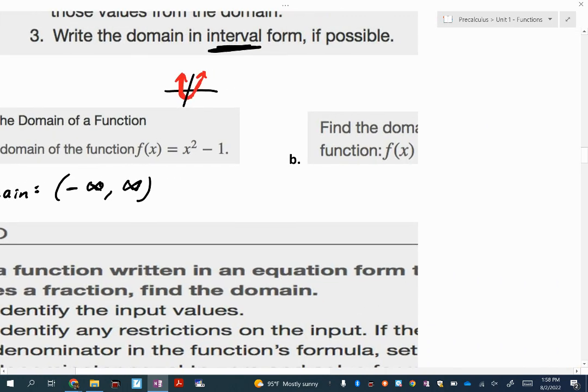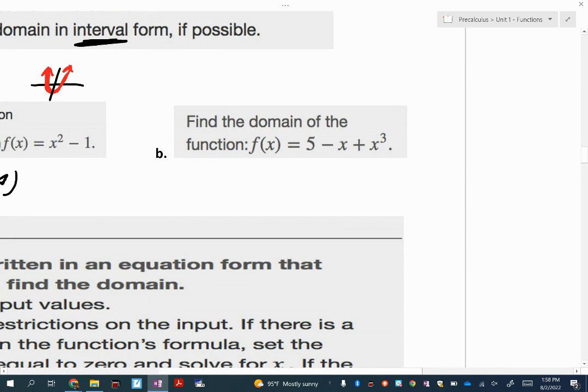Okay, let's go to the next one. The next one is 5 minus x plus x cubed. The key thing is when I see that highest exponent, the degree of my function, being a cubic, I know from my days of being in high school that when I have a cubic function, any number can work. I can plug in any number for x. It's no problem. So when I see a cubic function, there are no restrictions. This domain is also -infinity to infinity.